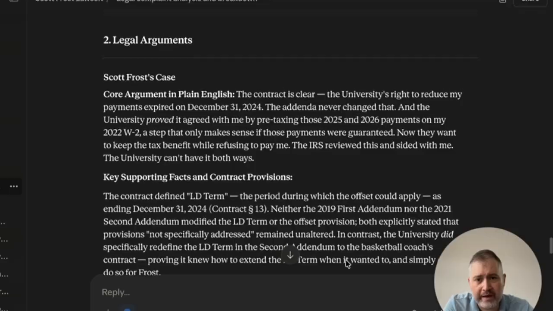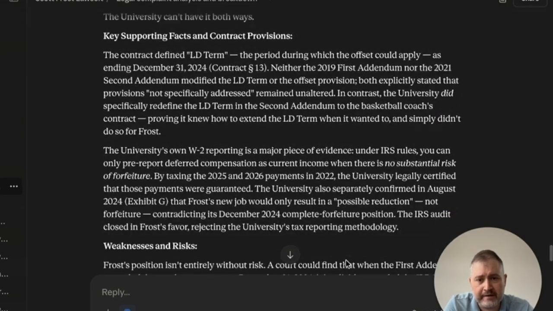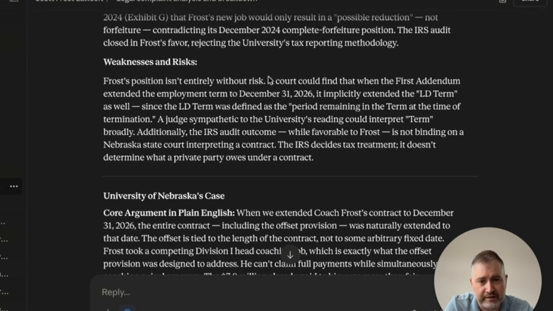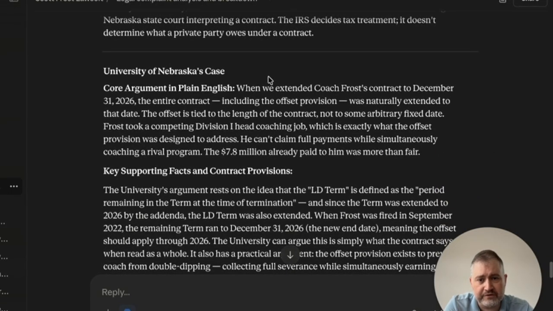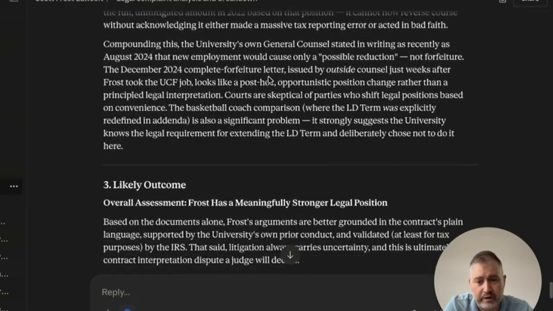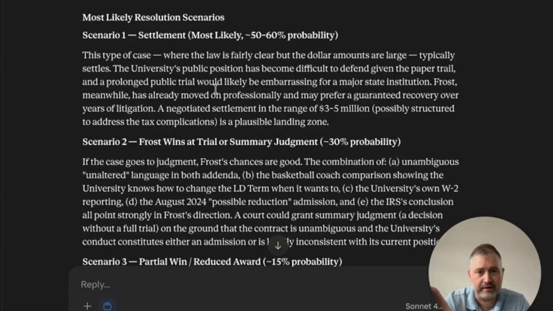So here we go. We have the core legal arguments for Scott Frost, the key supporting facts, the weaknesses and risks. He does have some risk in it. You have the University of Nebraska's case. You have the weaknesses in that position as well. So what's the most likely outcome? It's saying that Scott Frost has a pretty strong legal position. So here we have the most likely scenarios. 50 to 60% probability Claude is giving for a settlement, which is most lawsuits, right?